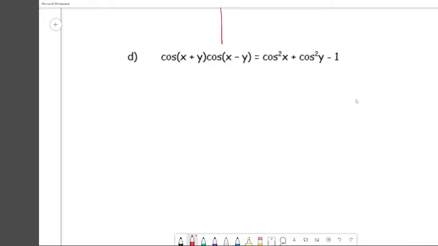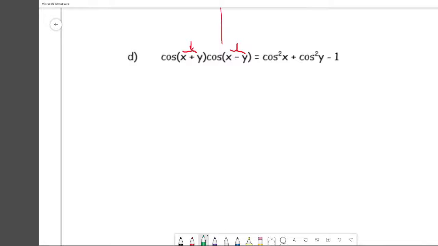So for this one, quickly, again, I see that there's a multiplication, there are different arguments here, and there's a bunch of sums. I think a good thing to do would be to attack these arguments and use the cos formulas to change them.